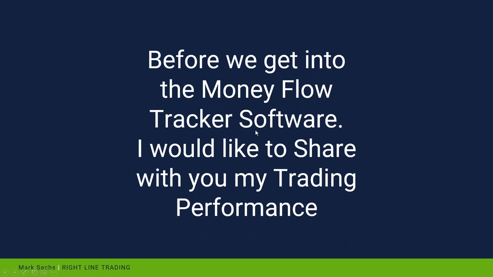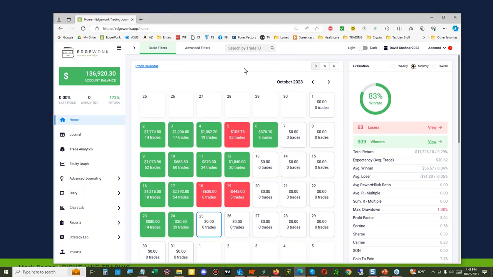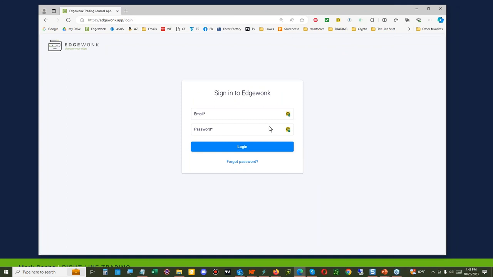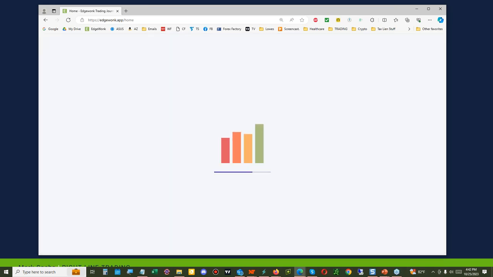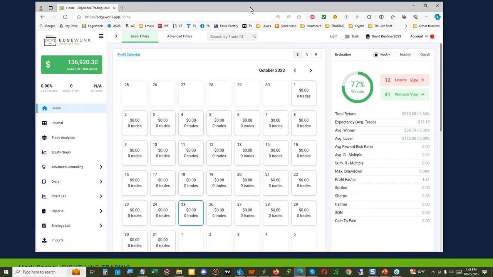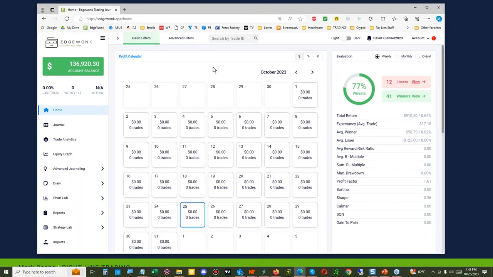So before we get into the money flow tracker software, I'd like to share with you my trade performance. I use an online trade journal. It's called Edgewonk. I'm not an affiliate. I've been using this for a couple of years, and it really helps me keep track of how my trading is going.